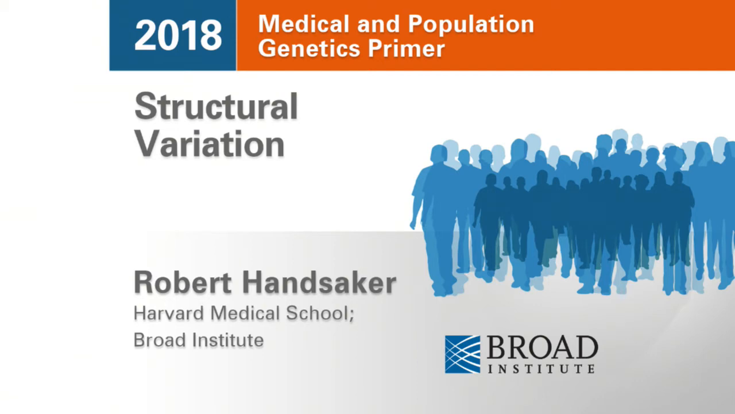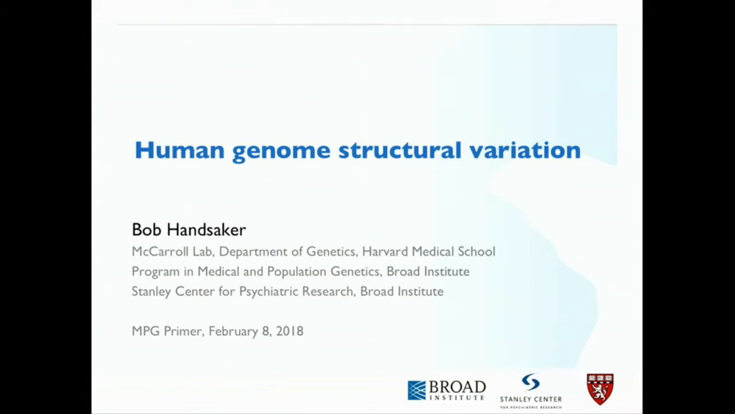So I'm Bob Handsaker. I'm going to get started so we don't run out of time, and so we can maybe have some time to talk and have questions as we go along or at the end. I'm in Steve McCarroll's lab at Harvard Medical School, and I'm also based here at the Broad in the Stanley Center and in the program for medical and population genetics. And I'm going to be talking about structural variation today and copy number variation.